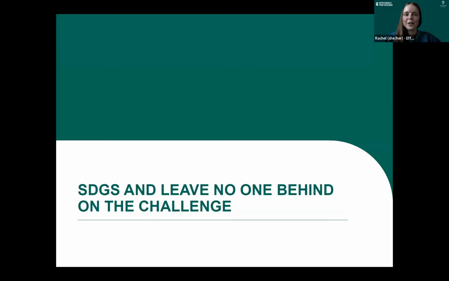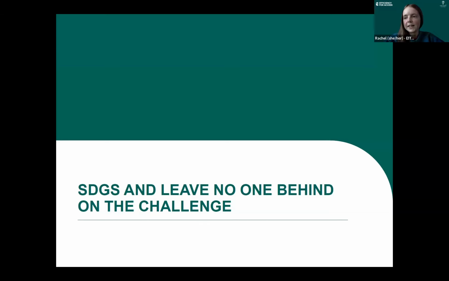So the Sustainable Development Goals, you probably are all familiar with. They're a shared blueprint for peace and prosperity for now into the future. And Leave No One Behind might be something that you're a bit less familiar with, but that's a really important overarching principle and goal of the Sustainable Development Goals. So they're very closely connected.